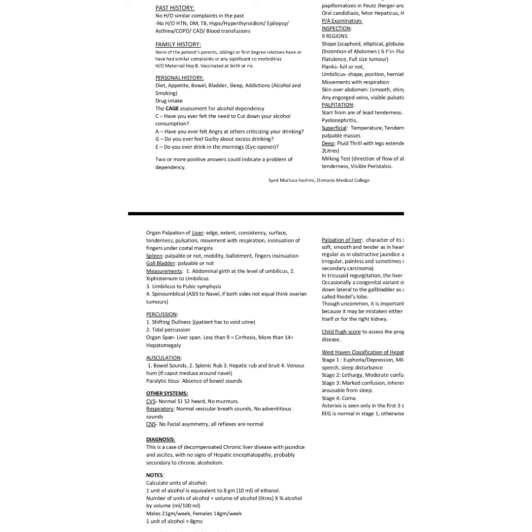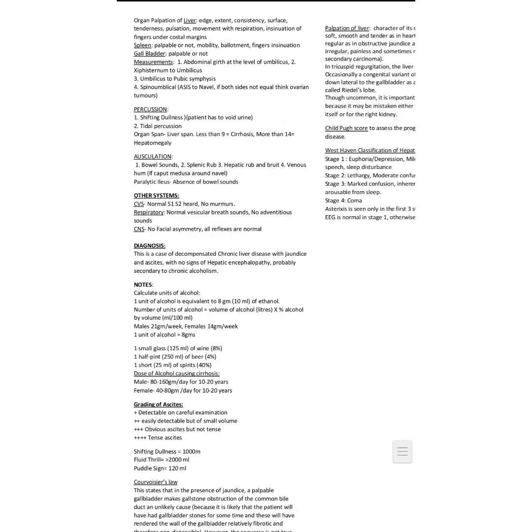Normally the xiphisternum to the umbilicus distance will be increased if it is ascites or abdominal distension, and the umbilicus to the pubic symphysis distance will increase if there is a pelvic pathology. Spino-umbilical distance, anterior superior iliac spine to the umbilicus: if both the sides are not equal, then think about ovarian tumors or any pathology on that side. So these are the measurements: abdominal girth, xiphisternum to umbilicus, umbilicus to pubic symphysis, and spino-umbilical distance.